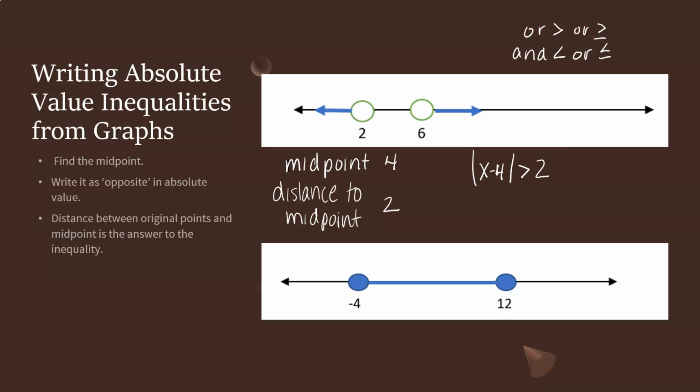Let's look at the next one. This is an and. So your midpoint here, halfway between, is positive 4. And then your distance from either end to that midpoint is 8. So opposite of that 4, so the absolute value of x minus 4, and this is an and, it's filled in, so less than or equal to 8, because that's the distance to the midpoint.